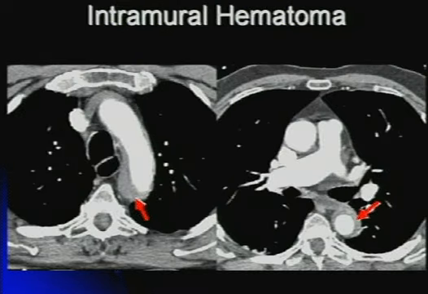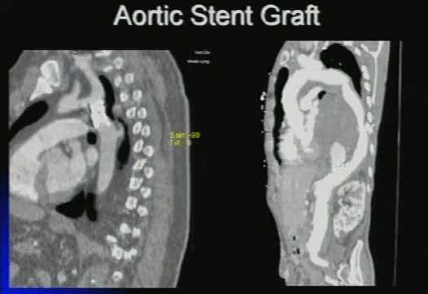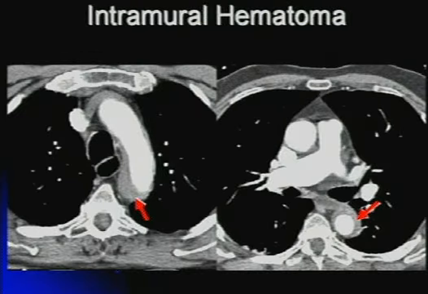That was a communicating dissection. This is a non-communicating dissection, otherwise known as intramural hematoma, where instead of an actual dissection flap, we see crescentic thickening of the aortic wall.